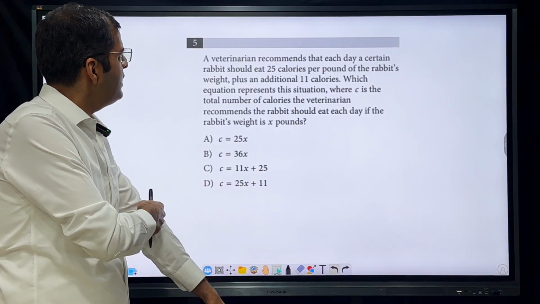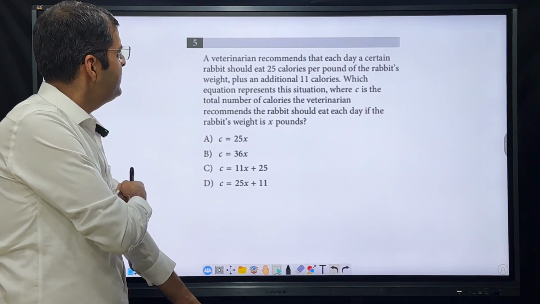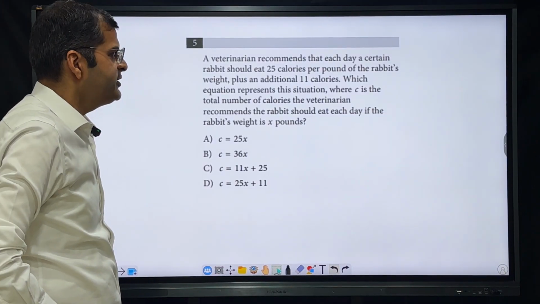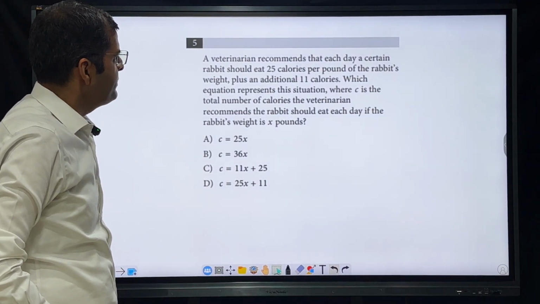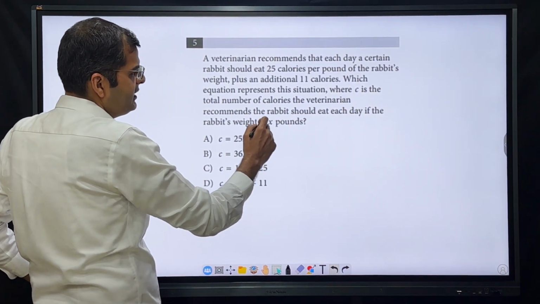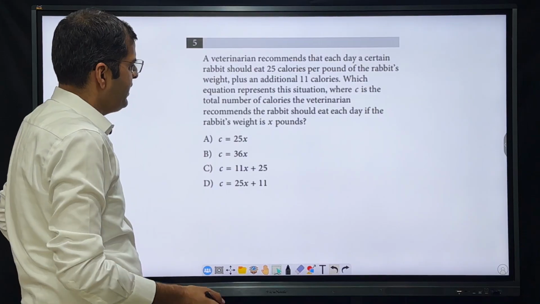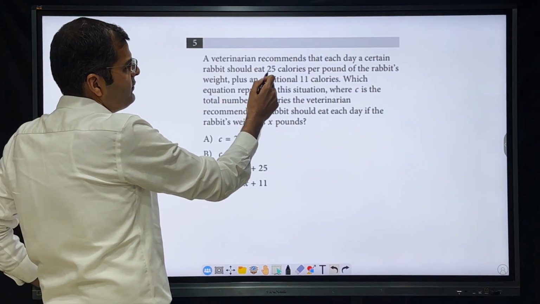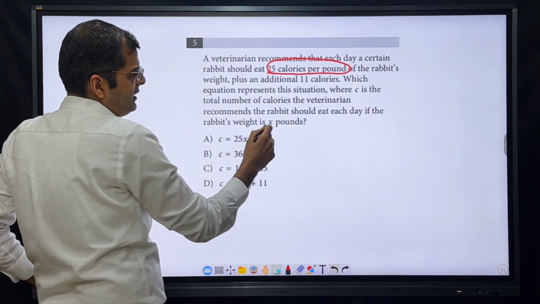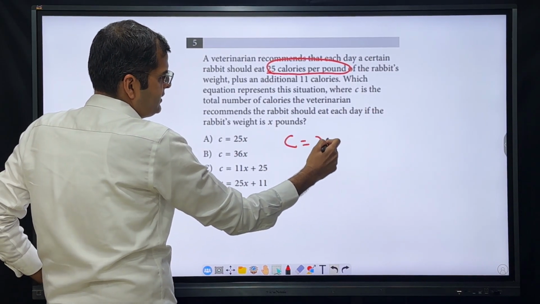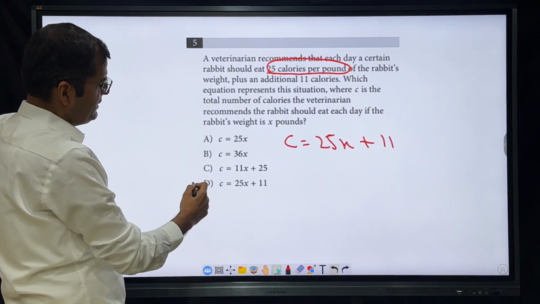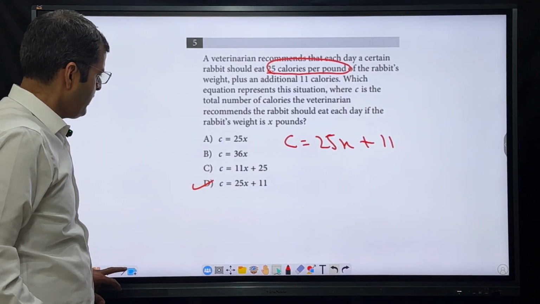This question says a veterinarian recommends that each day a certain rabbit should eat 25 calories per pound of the rabbit's weight plus an additional 11 calories. Which equation represents this situation, where C is the total number of calories the veterinarian recommends the rabbit should eat each day if the rabbit's weight is x pounds? So it is 25 calories per pound plus 11. The weight is x pounds, so the calories will be C equal to 25x plus 11. Answer option D is correct here.